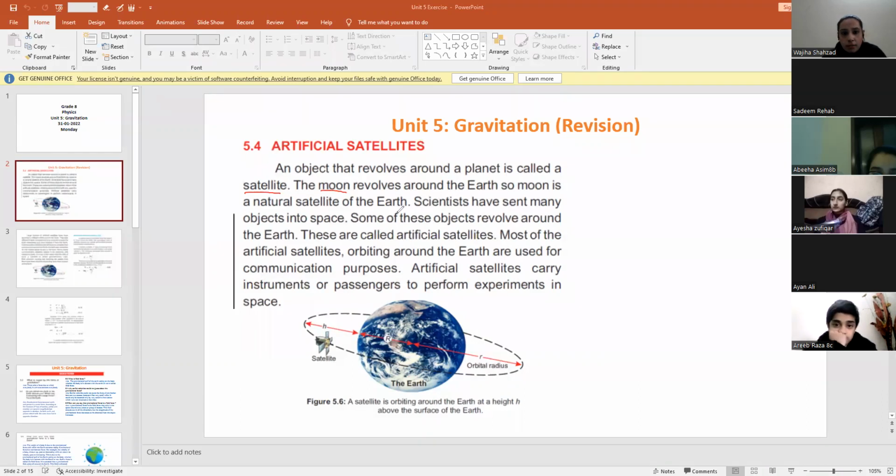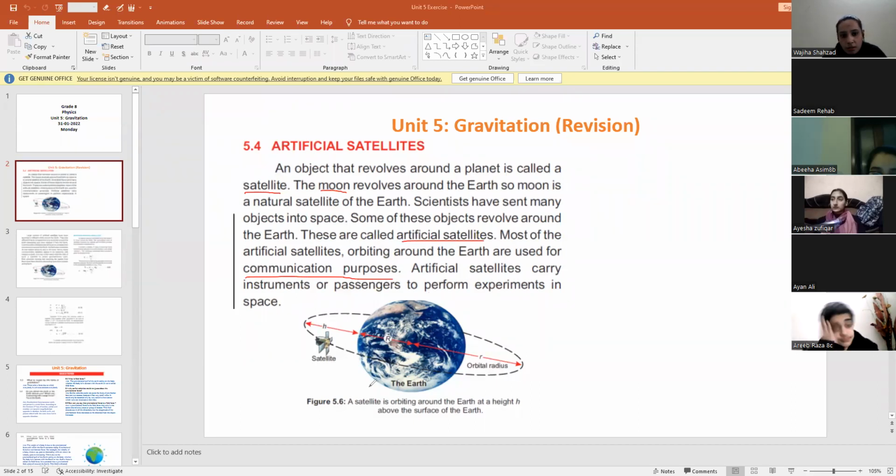Then we see what artificial satellites are. Artificial satellites are basically objects that revolve around the Earth. Scientists have sent many objects into space for different purposes that are revolving around the Earth, and they are known as artificial satellites. The basic purpose of artificial satellites is communication. We see different news on our TV and get different information just because of these artificial satellites.